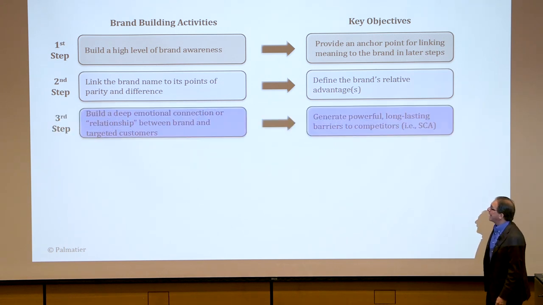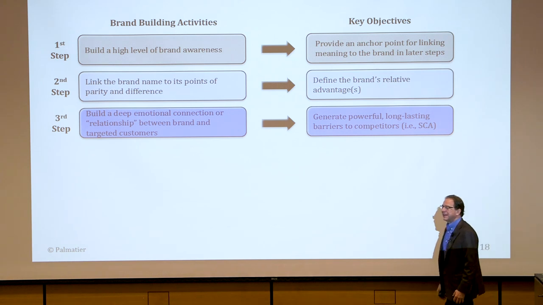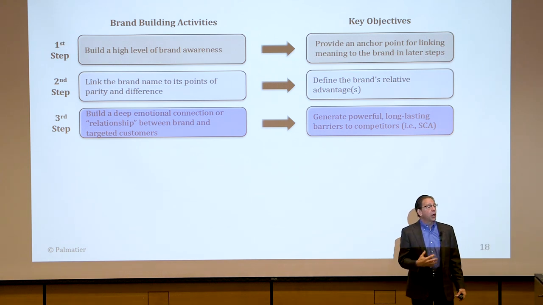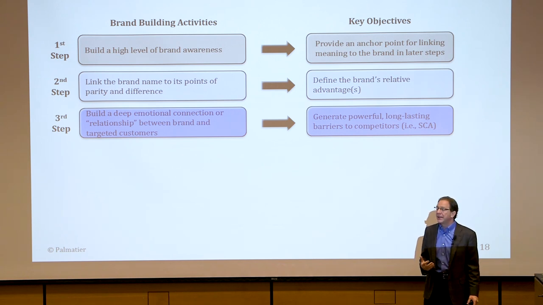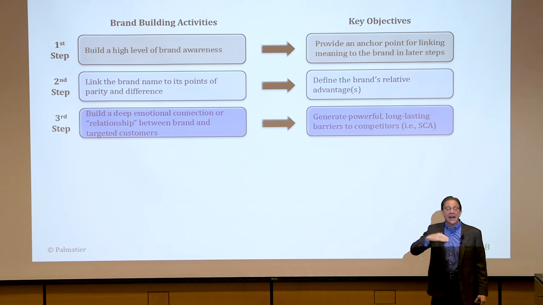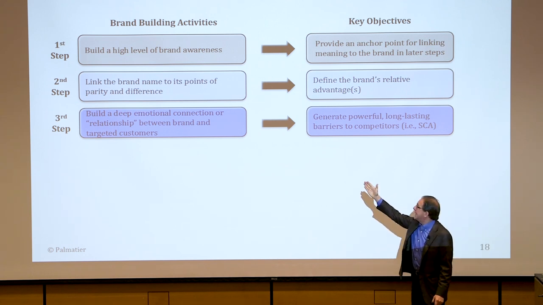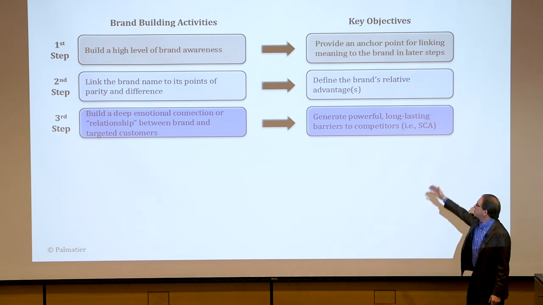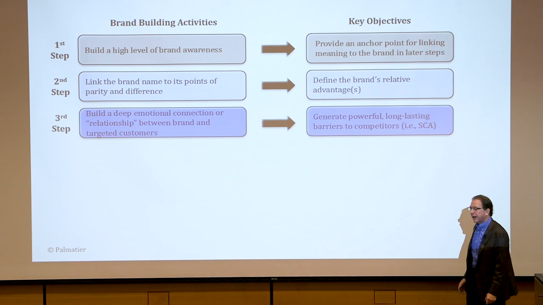The third and last step is when you want to build this emotional connection. Most of this works in what we call the cognitive part of your brain, thinking. If you have a really strong brand, it moves beyond thinking and it builds to the emotions. So we want to build a deep emotional connection or relationship between the brand and the target. This generates powerful and long-lasting barriers.